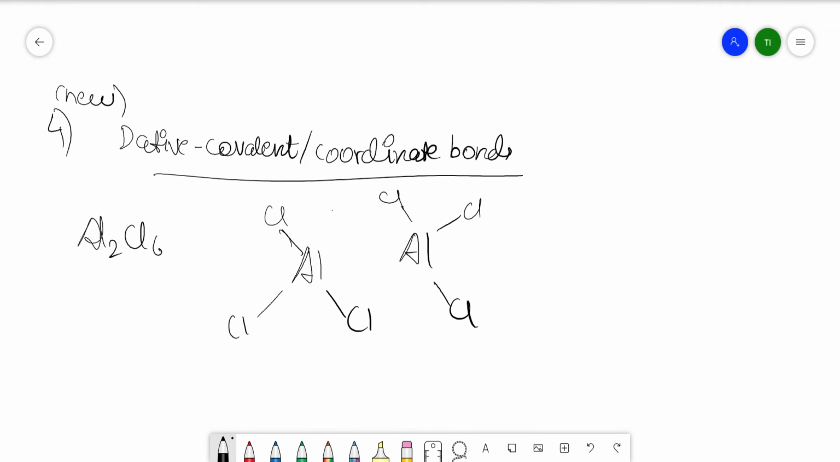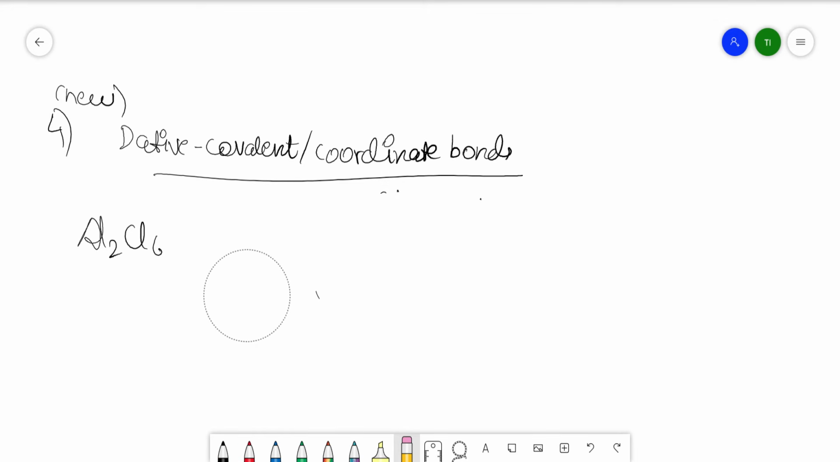What happens is a lone pair from this chlorine atom is donated to this Al, and a lone pair from this chlorine atom is donated to this Al. And this is the dative covalent bonding that occurs in Al2Cl6. A better way to show it is in a mechanism form, so it's more understood. There's Al, right? Electron shared with Cl, electron shared with Cl, electron shared with Cl. And this Al is going to be a bit more complicated to draw.